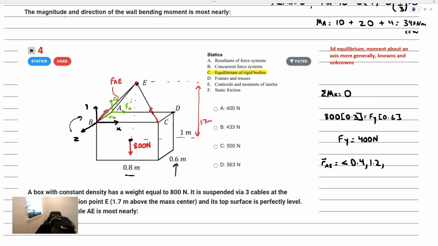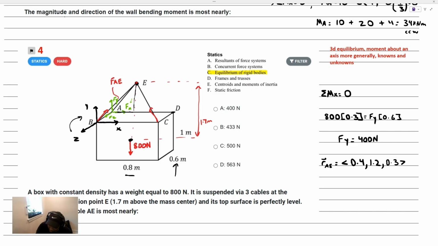Okay, so we're traveling along the x direction. We traveled that 0.4, and we're still behind that point E, so we need to travel in the z direction now, half of that 0.6, which is 0.3. Okay, so this would be the position vector AE.